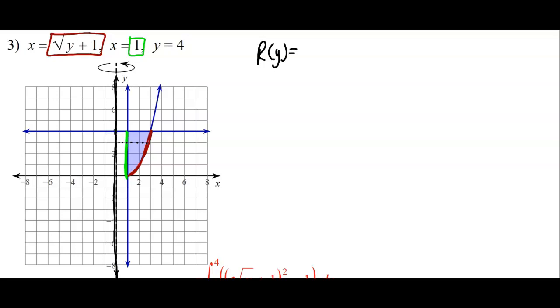So my big radius, which is now a function of y instead of a function of x, because we're rotating around the y-axis, a vertical axis, is going to be the function, which is the square root of y plus 1, minus the equation of the axis. Now, the equation of the y-axis is just 0. Anytime you're doing an x or y-axis, it's just 0. And so my big radius is basically just the function itself.